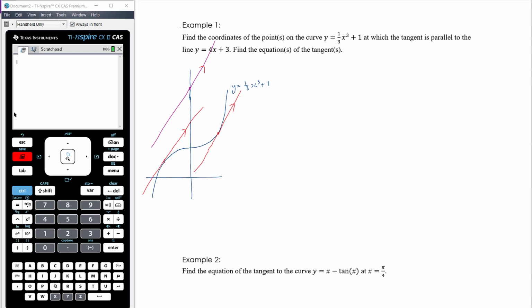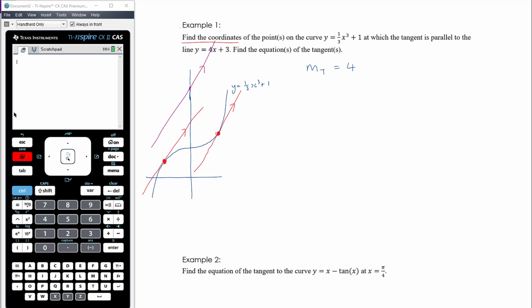Obviously my diagram's not to scale, it's a very rough sketch, but we are trying to find the coordinates. So again, be clear about what you're trying to find. We're finding the coordinates of these 2 red points I've marked on the curve, at which the tangent is parallel to the line y equals 4x plus 3. If we want the tangent to be parallel to 4x plus 3, that means we need the gradient of the tangent to be equal to 4, the same gradient as that line. So we want to know where the gradient is equal to 4.